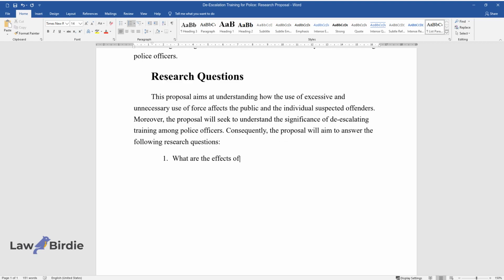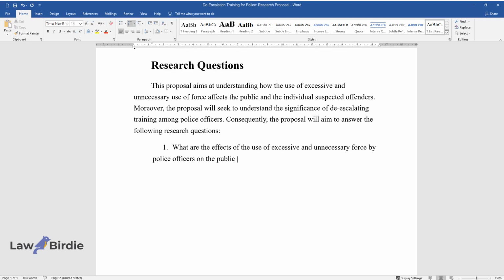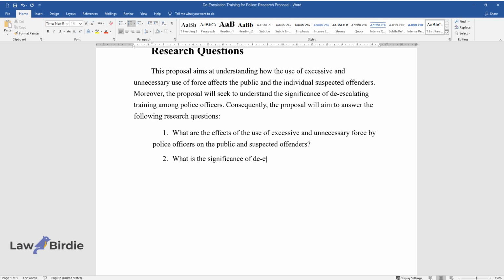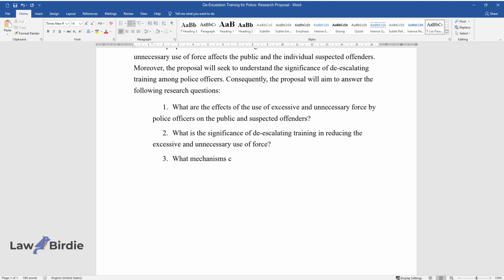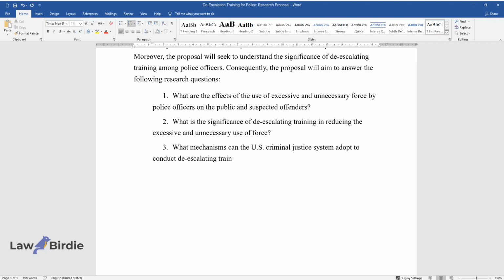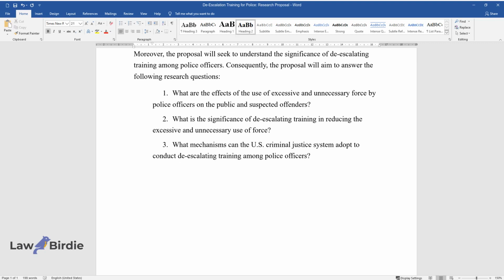What are the effects of the use of excessive and unnecessary force by police officers on the public and suspected offenders? What is the significance of de-escalation training in reducing the excessive and unnecessary use of force? What mechanisms can the U.S. criminal justice system adopt to conduct de-escalation training among police officers?